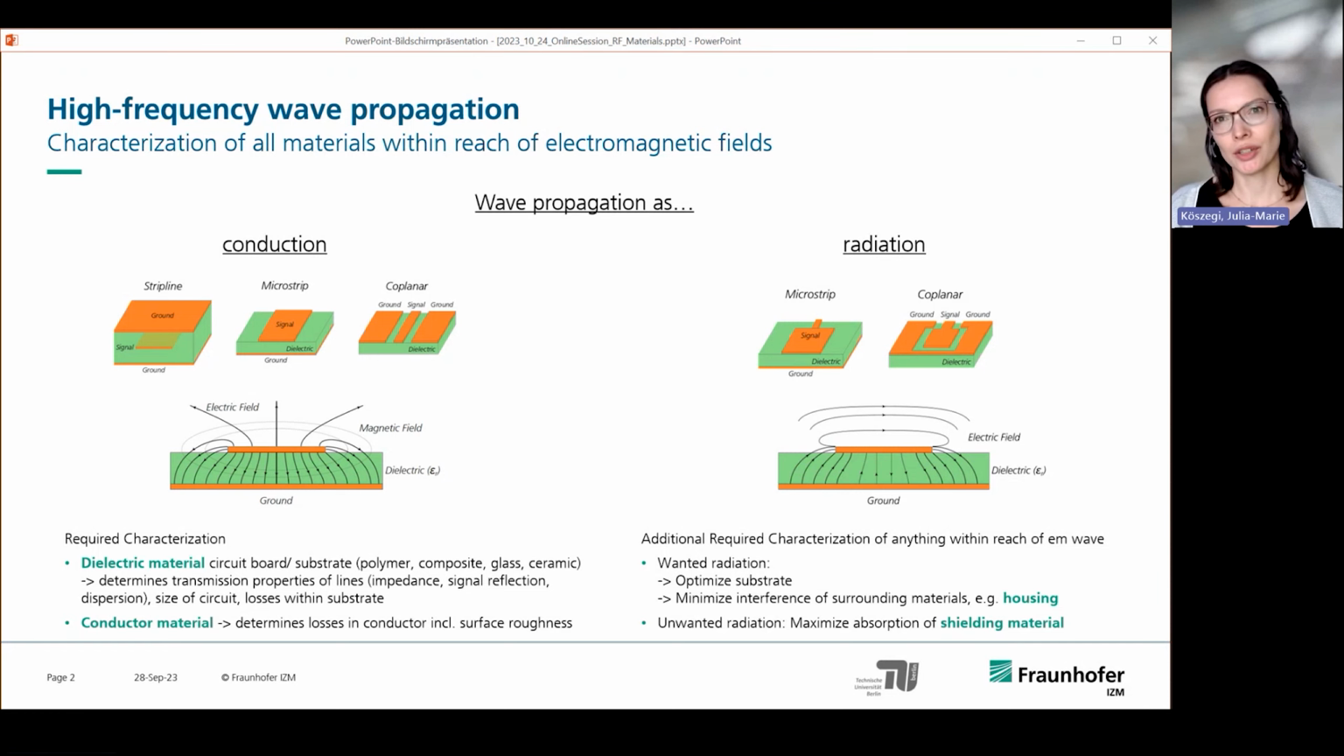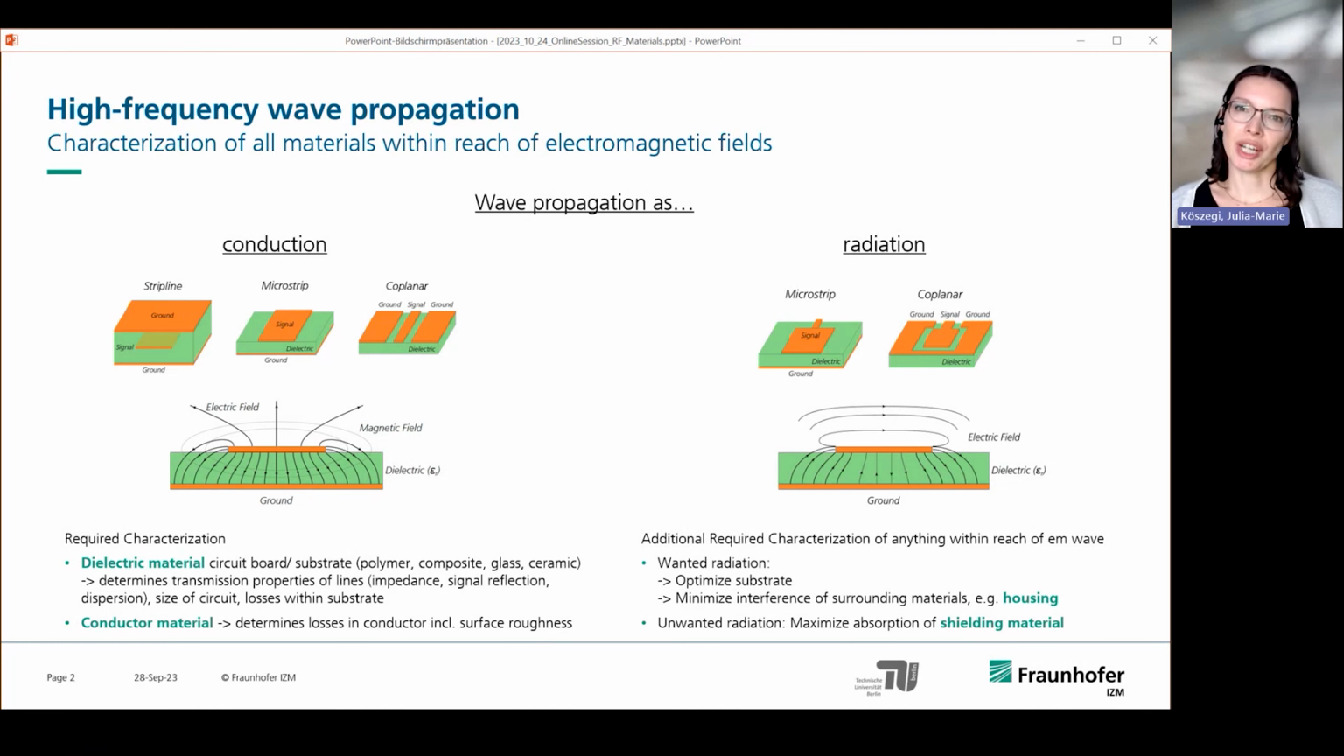And in order to structure that and to understand the different requirements for application, it does help to look into the way that the wave is interacting with the material. And for that, we usually look at this either in a way of wave propagation, for example, in transmission lines where we have a conductive, so a confined transmission of a signal, versus a radiated wave where we have an electromagnetic wave propagating, which is then interacting with materials.